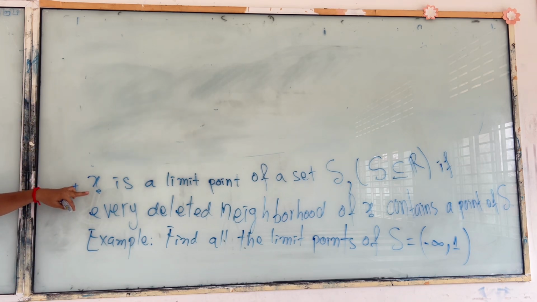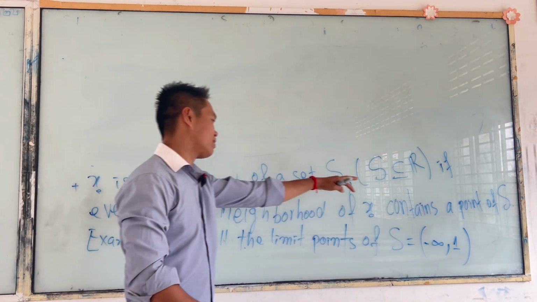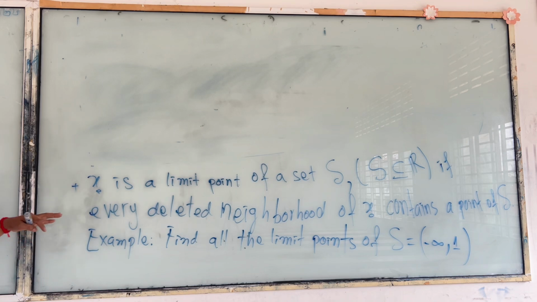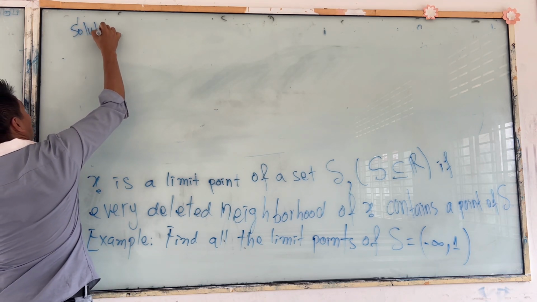I left this to you when I find the limit point of x. It just verify it with the direction of the limit point. Okay, I did only this one. So, solution. What is the solution of this?